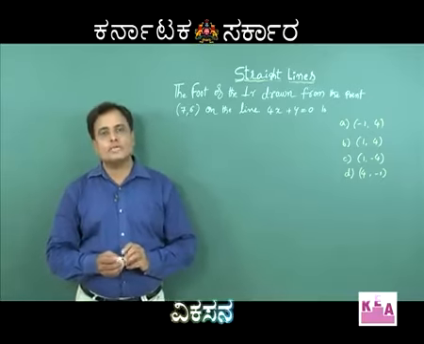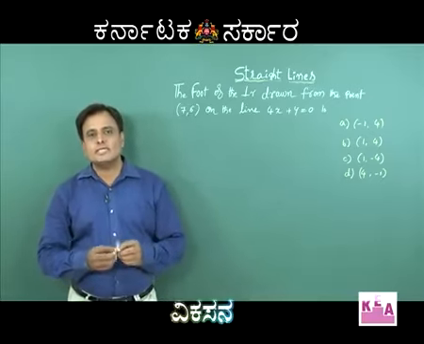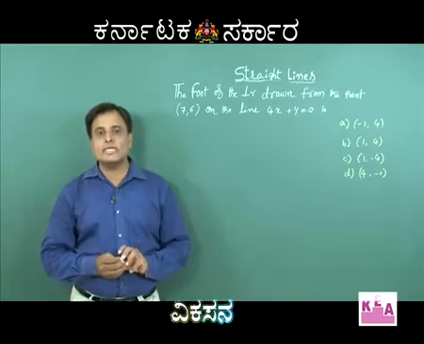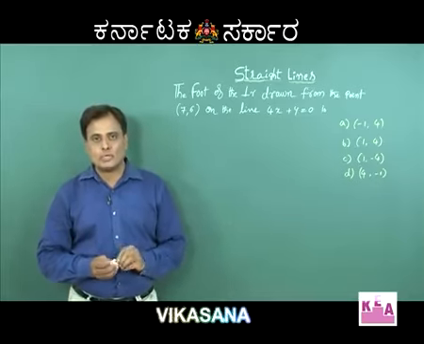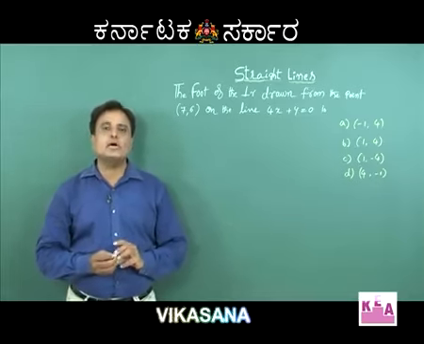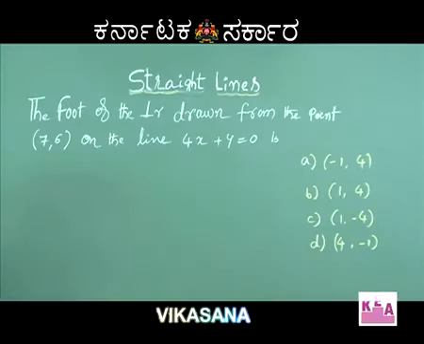Let us move on to the next example. In this example, we are going to find out the coordinates of the foot of the perpendicular drawn from the point onto the given line. Read the question. The foot of the perpendicular drawn from the point 7, 6 on the line 4x plus y is equal to 6 is, options are: option A minus 1, 4, option B 1, 4, option C 1, minus 4, option D 4, minus 1.